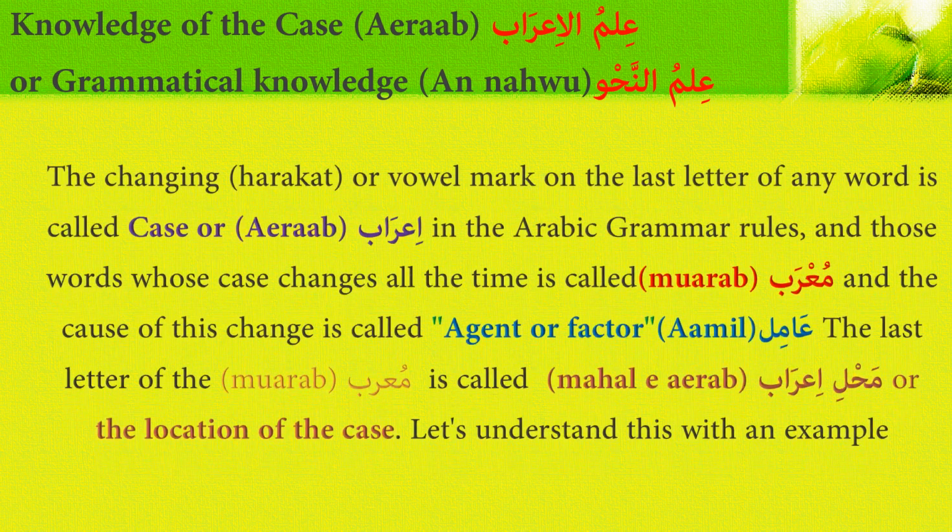The changing haraka or vowel mark on the last letter of any word is called case or i'rab in Arabic grammar rules. Those words whose case changes all the time are called mu'arab. The cause of this change is called agent or factor, amil. The last letter of the mu'arab is called mahal i'rab, or the location of the case. Let's understand this with an example.